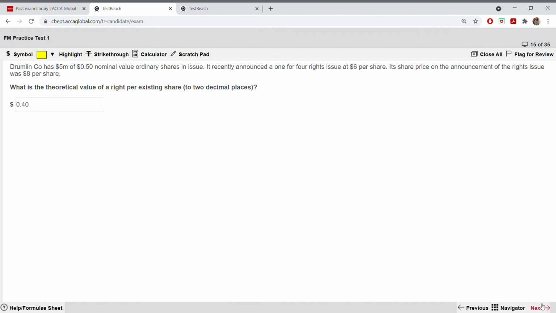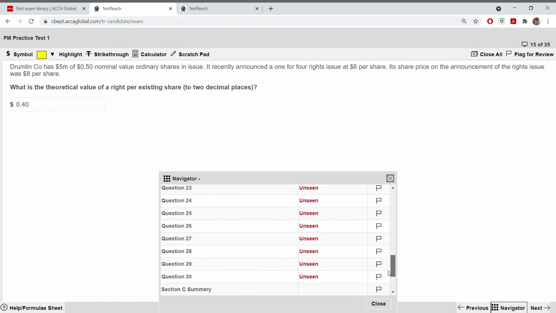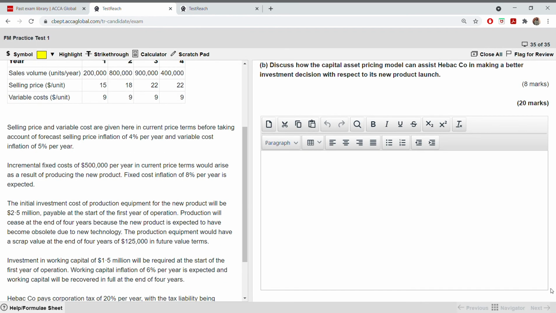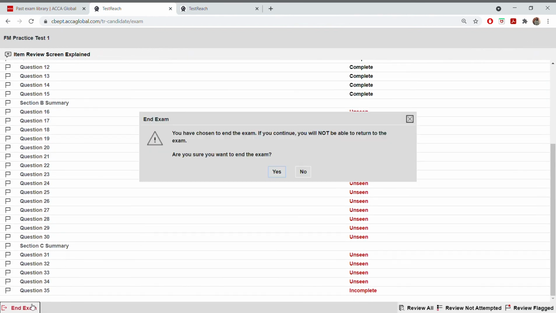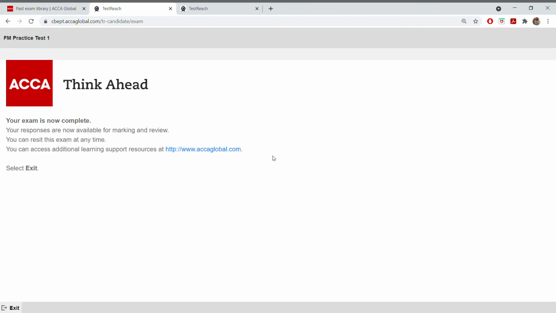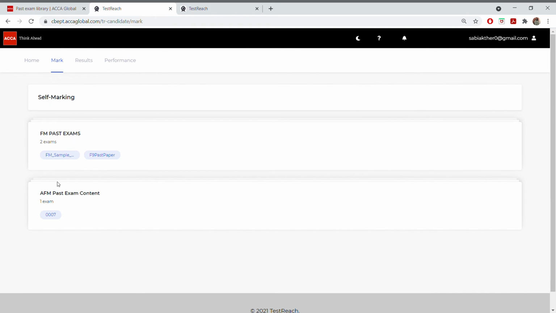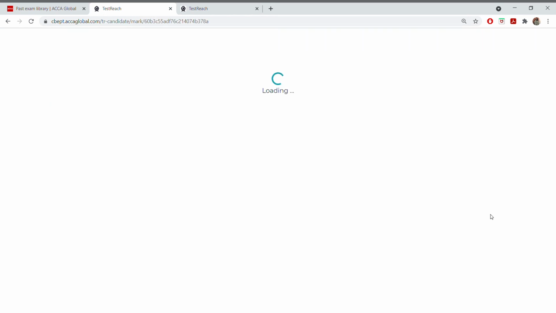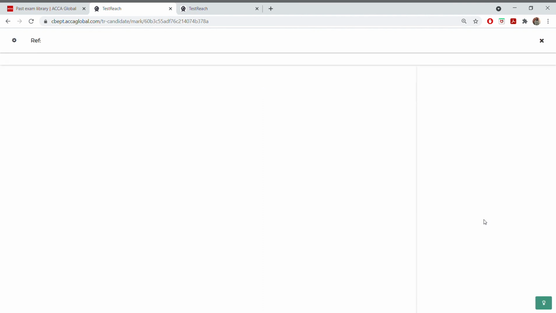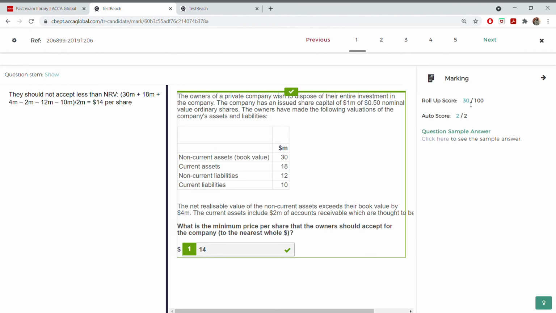But now what I'm going to do is go to navigate and go to the last question, because I want to close this off. I want to exit the exam and see the marks. So I'm going to end this exam here, exit. Now I'm going to go to marks and go to AFM and see self mark. Just see how much I've got. If you see, I have got 30 out of 100.